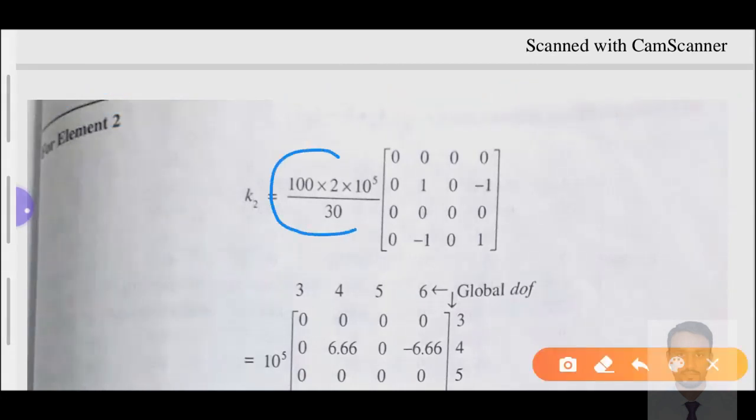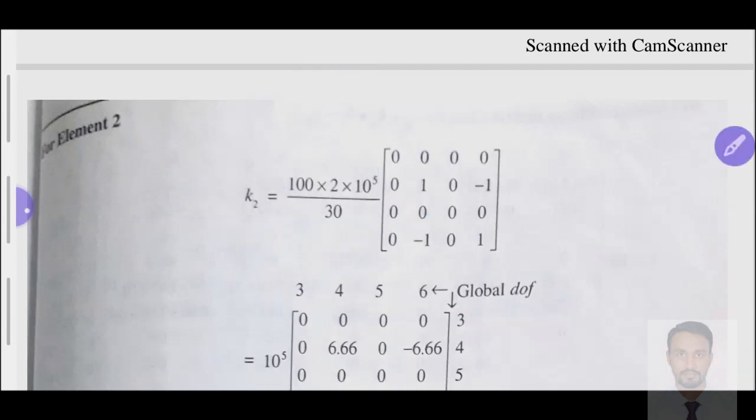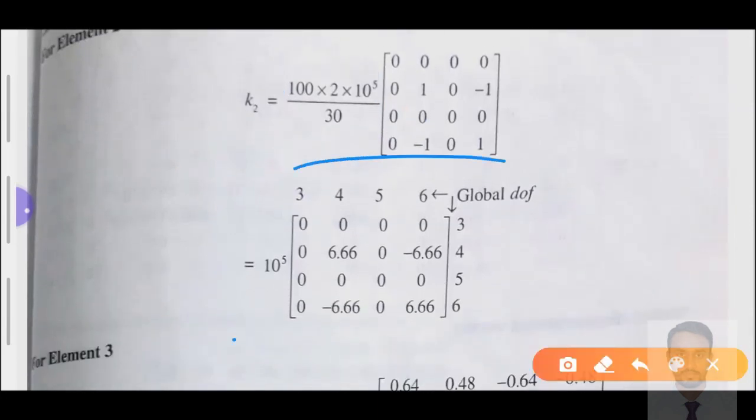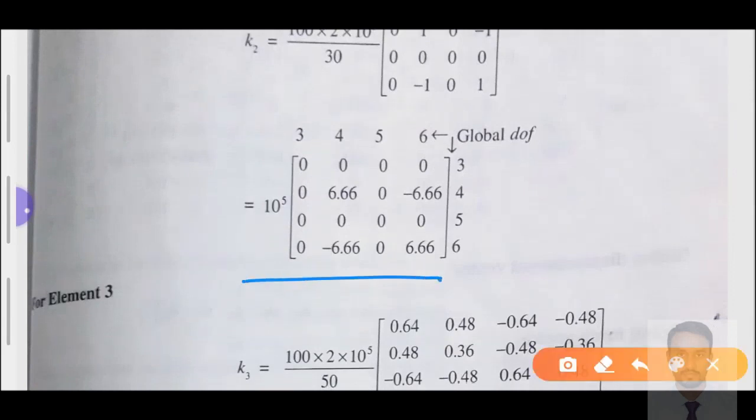Then this value is calculated, which is equal to 6.66 into 10 to the power of 5. The 10 to the power of 5 I have taken common, and then 6.66 I have multiplied inside the matrix. Then this will yield this matrix. After finding this matrix, give the node numbering.